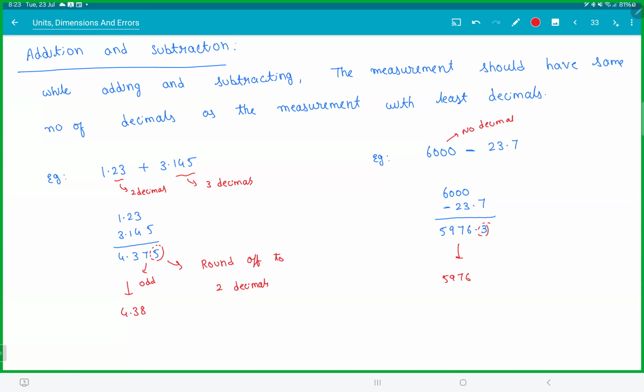Making sense? So when you're adding or subtracting, you're only interested in decimals. And the logic makes sense also. You used a scale with 3 decimals and a scale with 2 decimals. When you add them, how can you make an inaccurate answer as good as 3 decimals? Clear with this?